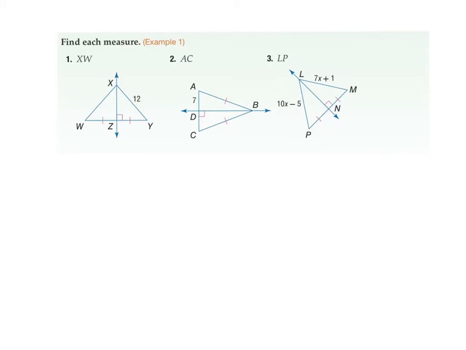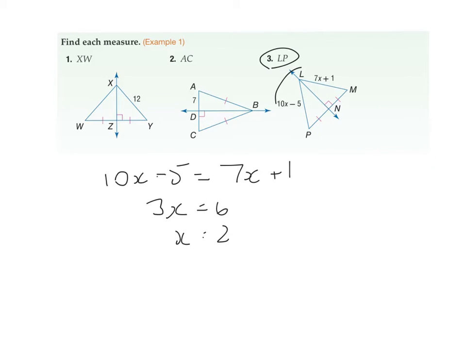Well, obviously question number one is relatively easy, but let's have a look at question number three. Your 10x minus 5, in this case, equals your 7x plus 1. Okay, solve it down for x. So 3x equals 6, x equals 2. It's asking you to find LP, which is this distance here, so plug it into 10x minus 5. Well, 10 times 2 is 20, take away 5 will give you 15, so LP equals 15.